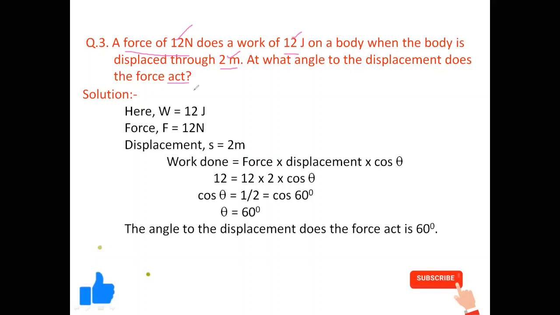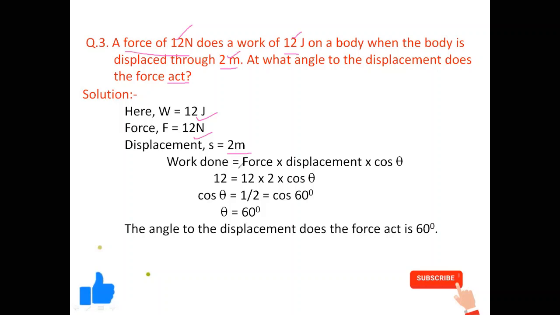Now here we have to find out the angle, means वो theta जो था, means work done is equal to FD cos theta. So we have to find out the value of theta. Here work done is 12 joule, force is 12 Newton and the displacement is 2 meter.